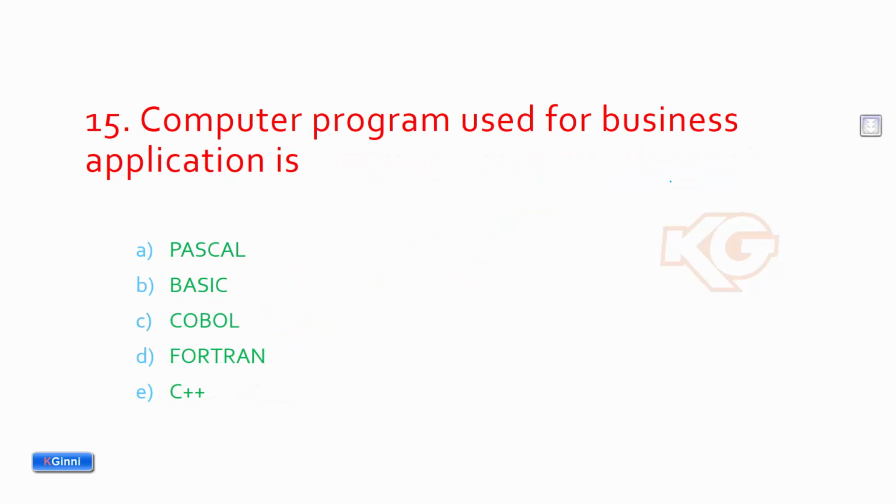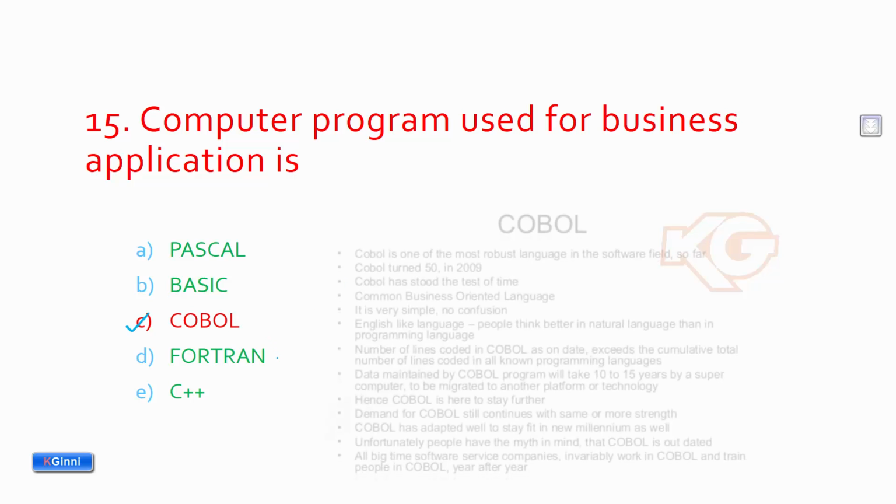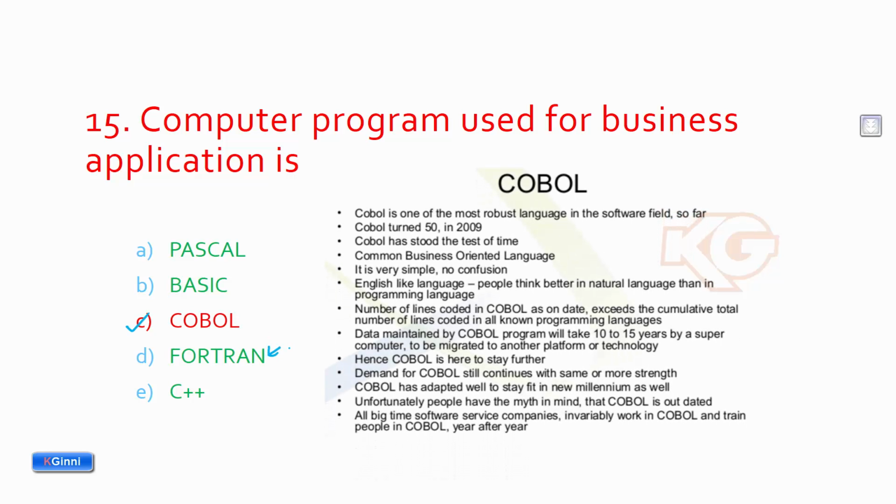Computer program used for business application is dash. The answer is COBOL. You can see Fortran is used for scientific and mathematical operations. Pascal, C++, Basic are all different languages. You can see more information on COBOL over here. You can pause the video and read this stuff. It turned 50 in 2009. So you can see how old this is. It is Common Business Oriented Language. In short, COBOL stands for Common Business Oriented Language.